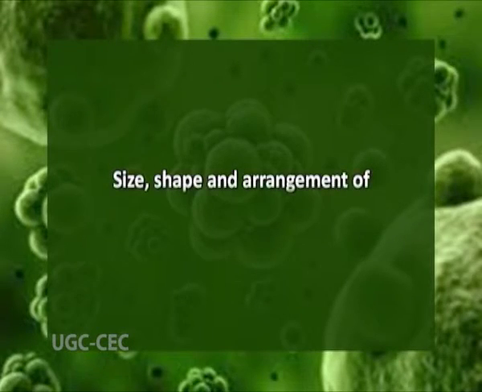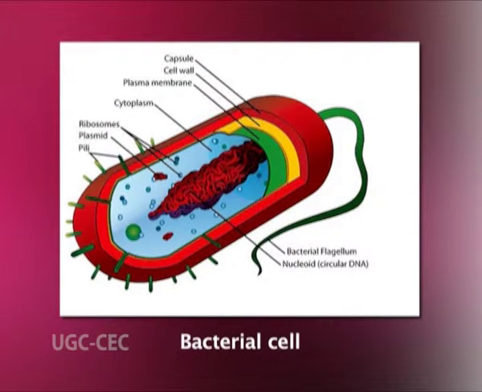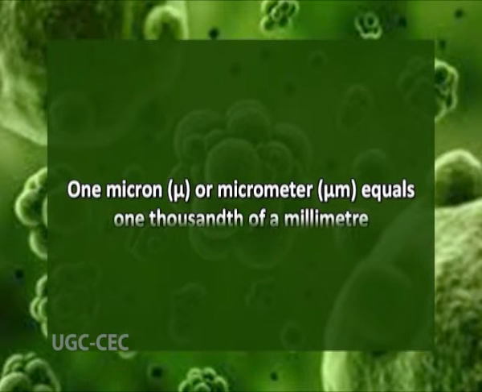At the outset, let us learn about size, shape and arrangement of bacterial cells. The size, shape and arrangement of bacteria and other microbes is the result of their genes and thus is a defining characteristic called morphology. Bacteria come in a puzzling and exciting variety of sizes and shapes. The unit of measurement used in bacteriology is the micron, and 1 micron or micrometer equals one thousandth of a millimeter. Depending on their shape, bacteria are classified into several varieties.